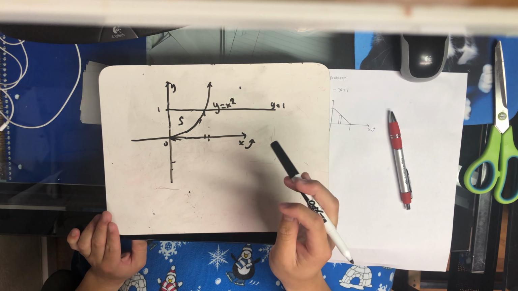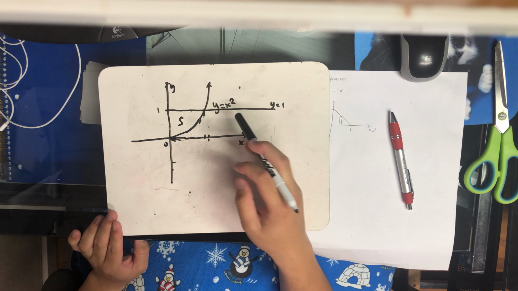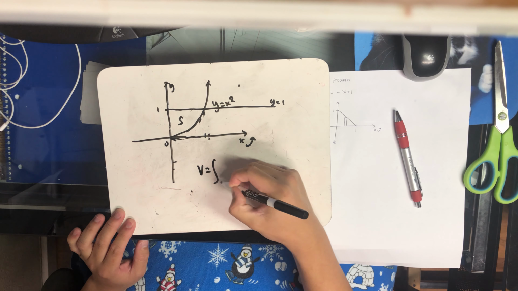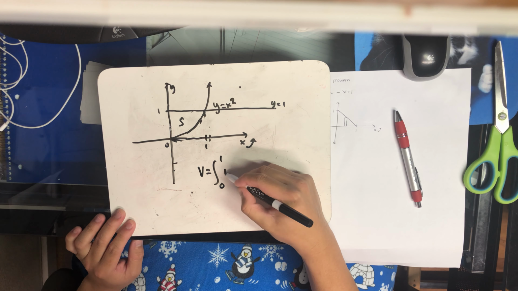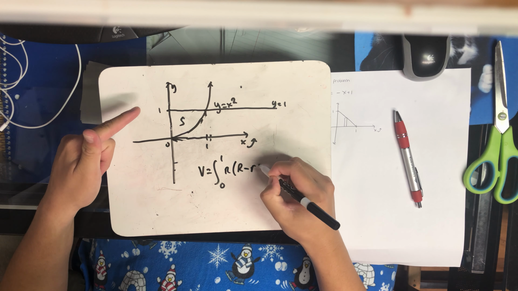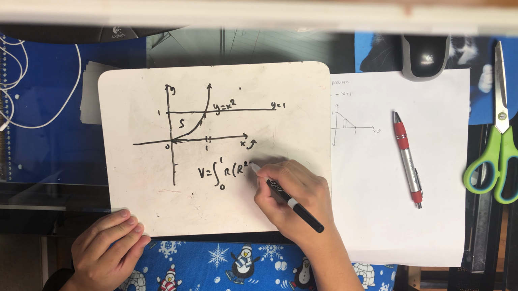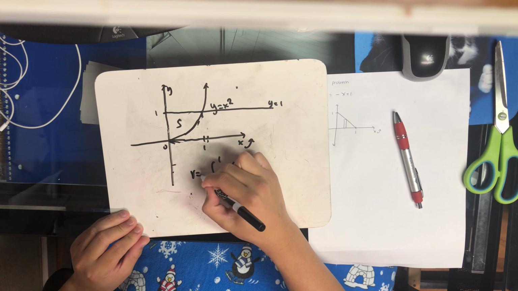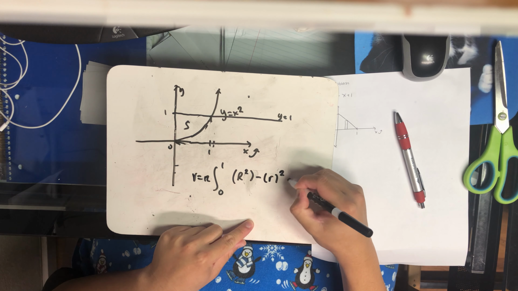So the rule that always works, and I mean always, is if they're asking you to revolve around the x-axis, you have to determine which function is on top and which function is on the bottom. So let's say the volume equals the integral from 0 to 1 of pi, and then outer radius squared minus inner radius squared dx. Let's put this pi on the outside.